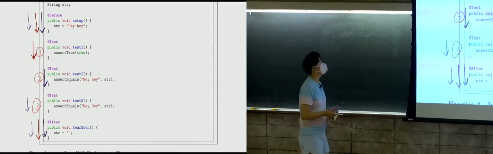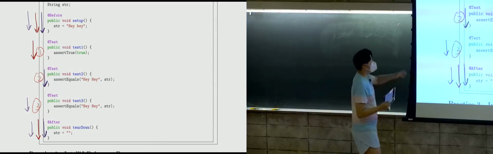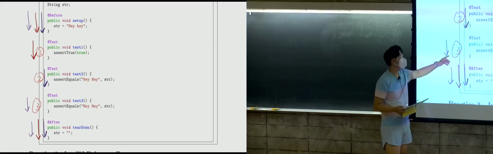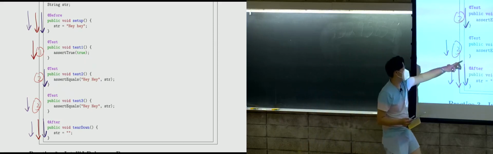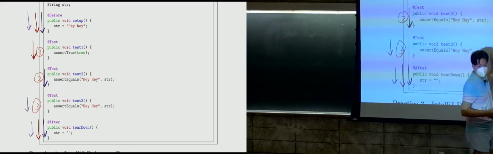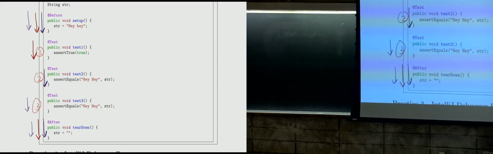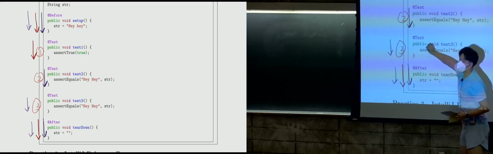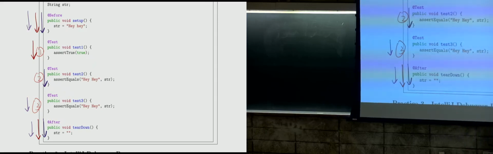The reason why we want to use before is because test 1, test 2, test 3, they all use the string, right? They all use this string. So it is reasonable that you initialize it every single time before this to make your test file more readable.